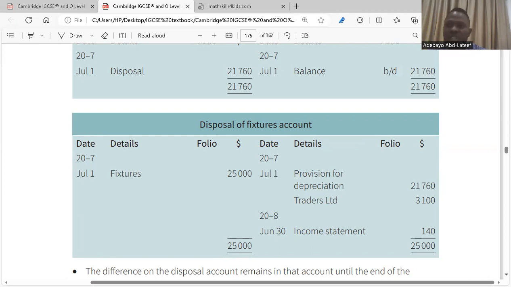The provision for depreciation is 21,760. The percentage used is the reducing balance method, maybe, yes, 3,100, the provision for the percentage. Then 21,760 plus 3,100 minus 25,000 gives you the balance for the income statement. Do you get it now? 21,760 plus 3,100 minus 25,000. The balance is what goes to your income statement.